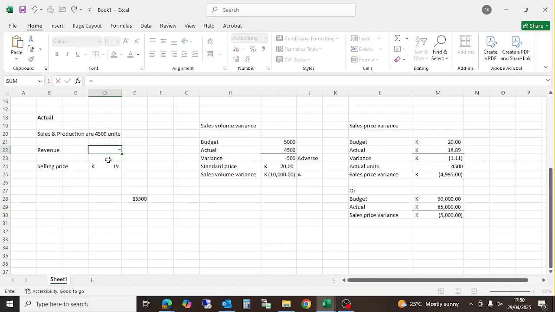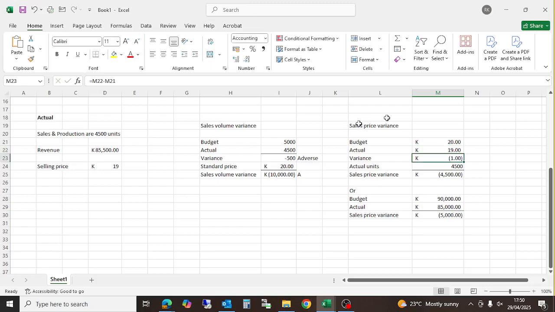Okay, let me do this. Let me say 19 times 4,500, and then we make the selling price 19 straight so that we don't have any rounding off issues. And then we see if it's going to work. If we put 19 here, it will give us this, and now we have 85,500 here. Yes, it has worked. We were getting the rounding off problem.